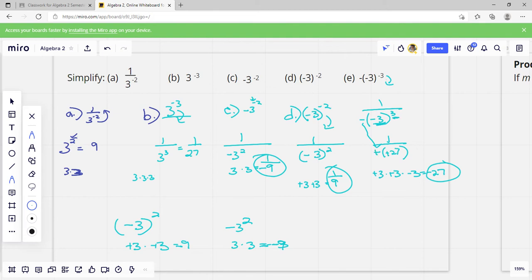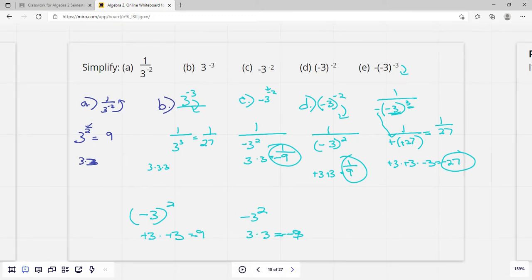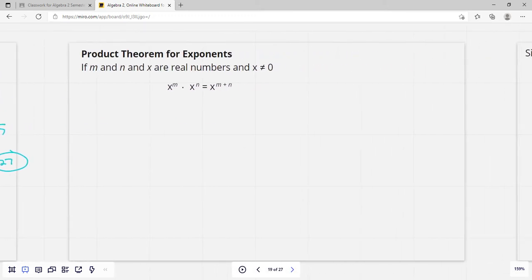Now these are going to cancel each other, and I'm going to get positive 1 over 27. I know that's a little bit confusing. Just remember, if there's a negative inside the parentheses, you have to include it when you do your exponent, okay? If there's not, then you do your exponent, then you tag it on at the end.